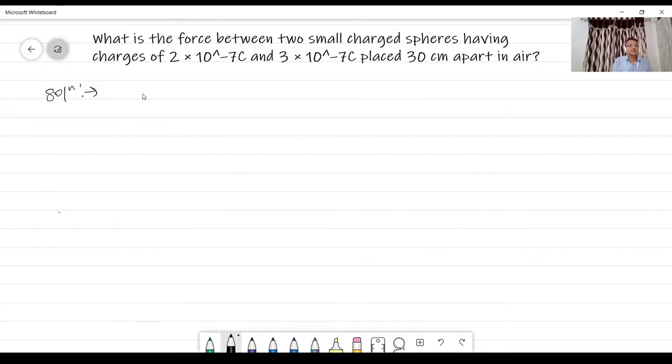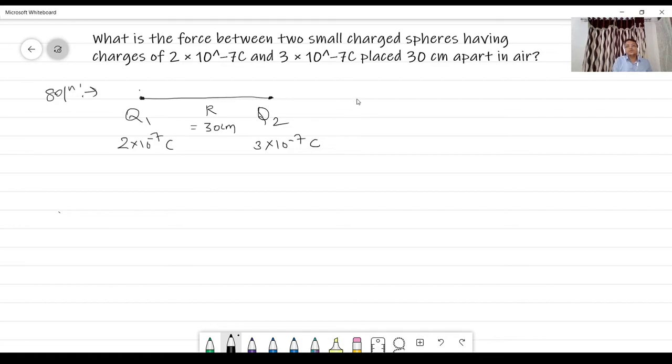Since the charged spheres are very small, you can consider them as point charges. So let's consider there are two point charges q1 and q2, and let's consider the distance between them is r. These values are given. q1 is 2 into 10 raised to power minus 7 coulomb, q2 is 3 into 10 raised to power minus 7 coulomb, and the distance r is 30 centimeter.